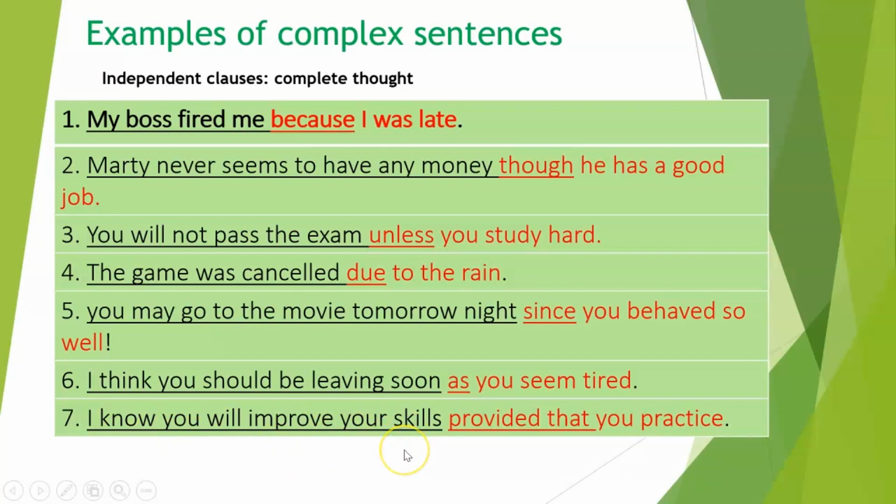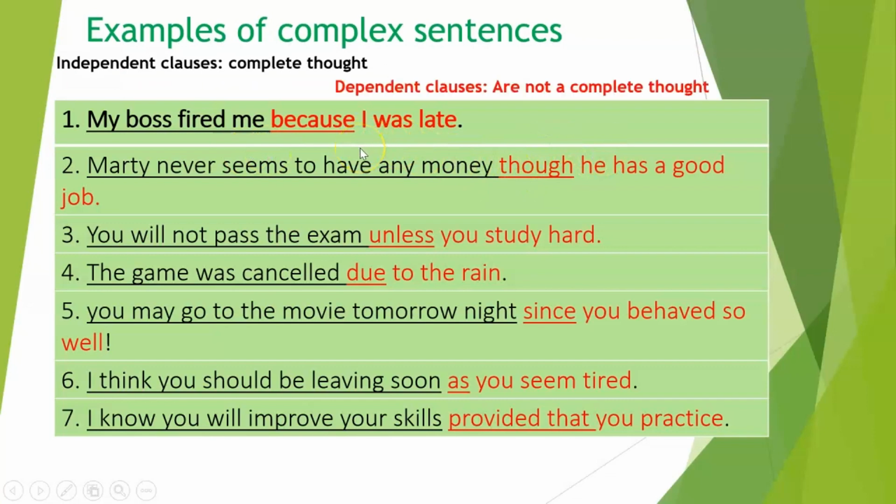Now, let's talk about this again. So with complex sentences, you're going to have an independent clause. And again, these are complete sentences that we see in black. Now, these sentences are going to be joined to a dependent clause. Okay, so let's take a look at these. All of these, the ones in red, are dependent clauses, and they are not complete thoughts.